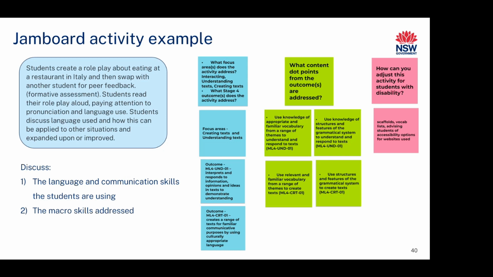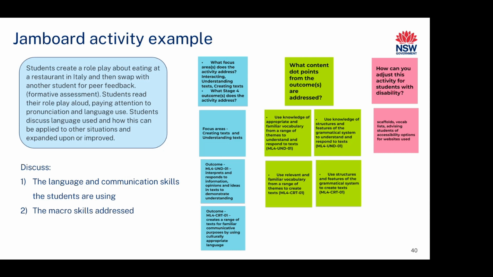And what outcome does the activity address? For this activity, we've identified ML4 UND 01, understanding, and ML4 CIT 01, creating texts. The students are reading aloud a conversation they've created, so it is not a spontaneous interaction and it does not align with the interacting outcome.